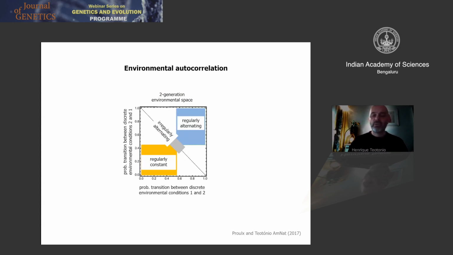The x-axis shows the probability of transition between discrete environmental conditions 1 and 2, while the y-axis shows the probability of transition between conditions 2 and 1. In the upper right corner, we see all the environmental sequences that regularly alternate between conditions 1 and 2. In the bottom left corner, this space describes all the conditions that are regularly constant, mostly staying either in environment 1 or environment 2. And the diagonal shows when the environment is not predictable between maternal and offspring generations, meaning it's like flipping a coin, which we call irregularly alternating.